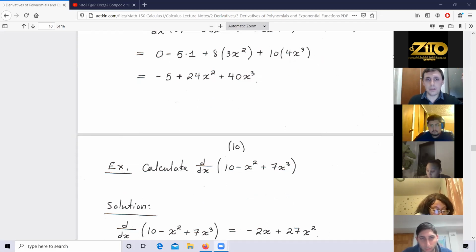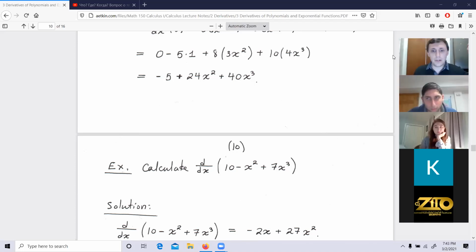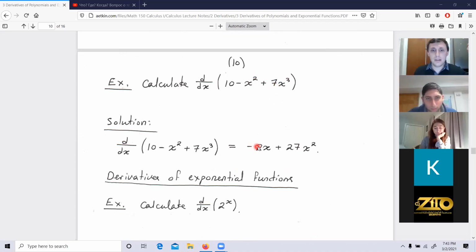Okay, very good, guys. Here it is. Minus 2x plus 21x squared. Everybody understands this? Very easy, correct? Just take the derivative of 10. Derivative of 10, it's a constant, it's 0. Derivative of minus x squared is minus 2x. Derivative of 7x cubed is 21x squared. Not hard, yes?